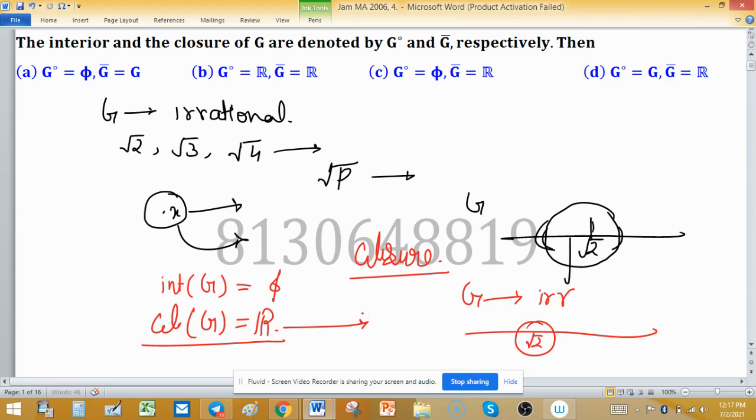You can remember this point: the limit points of the set of irrational numbers form R, meaning the completely real line. So which option is correct? The interior of G is phi and the closure of G is R. So option C is correct.